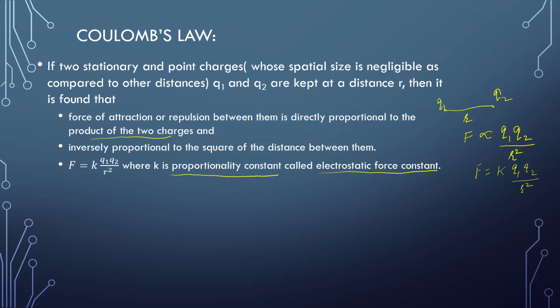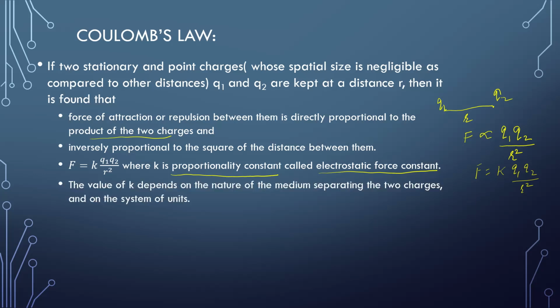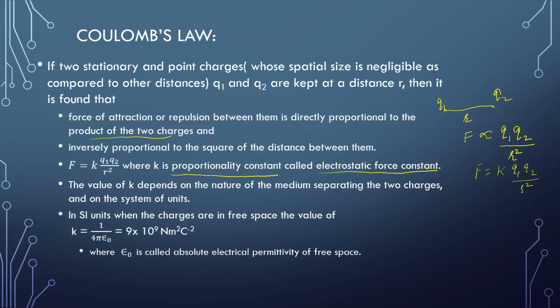This K is called the electrostatic force constant, as mentioned on the slide. The value of K depends upon the nature of the medium separating the two charges and the system of units, whether it is the SI system of units or the CGS system of units. These are the two major systems of units which we talk about.